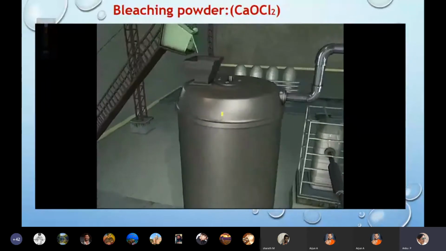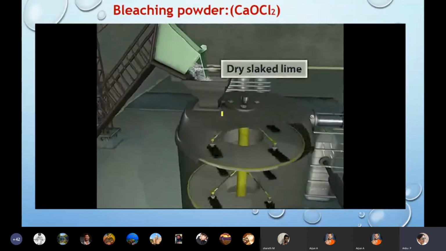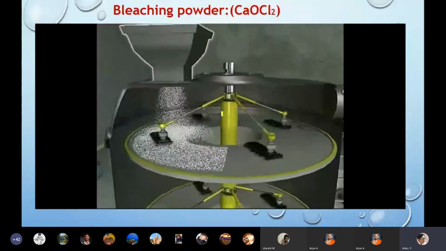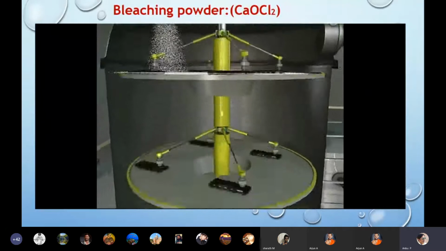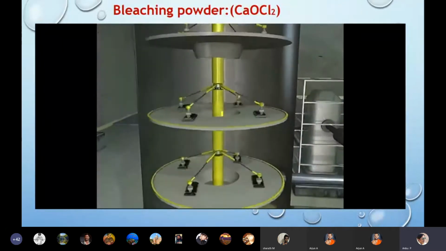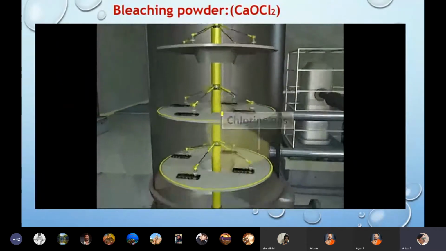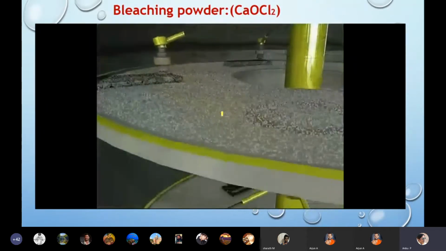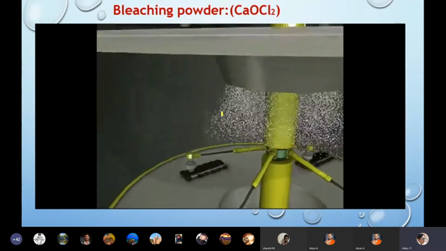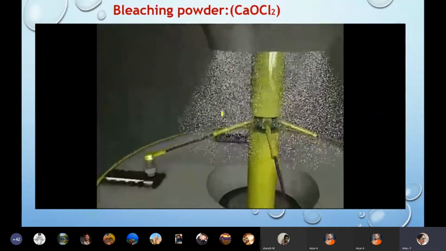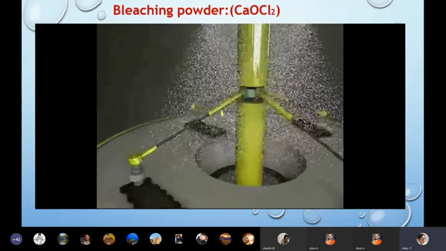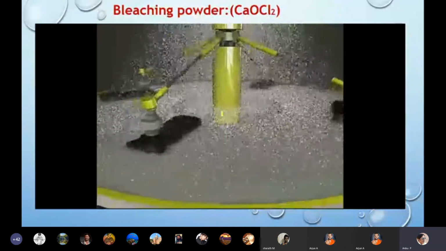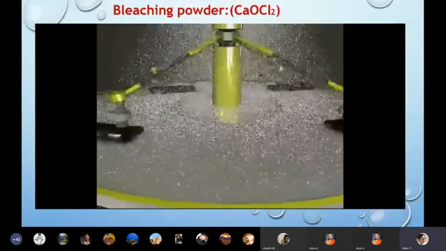For Backmann's process, dry slaked lime is used as a raw material which is fed into the tower from the hopper at the top. So this is the slaked lime that is sprayed on the top of the tower. Chlorine gas is also provided at the same time from an inlet at the bottom of the tower. As the shelves inside the plant rotate, they take the dry slaked lime downwards. During this downward movement, the dry slaked lime comes into contact with chlorine gas, which is moving from bottom to top.